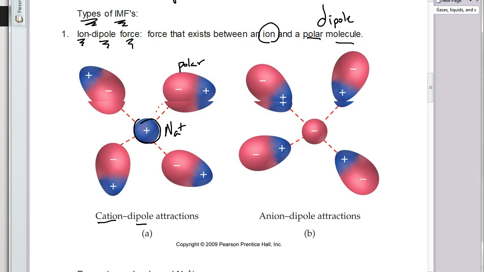Opposite charges attract. So the negative end of a polar molecule is going to be attracted to the positive cation. And over here we have, obviously, anion-dipole. You have an anion, like maybe the chloride ion, being attracted to the positive charge on a molecule. That could be water or something like that. I think we're going to give that example down here below.